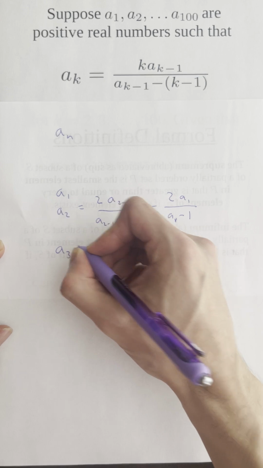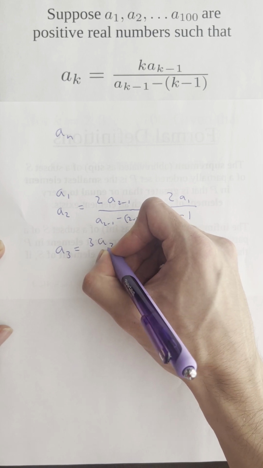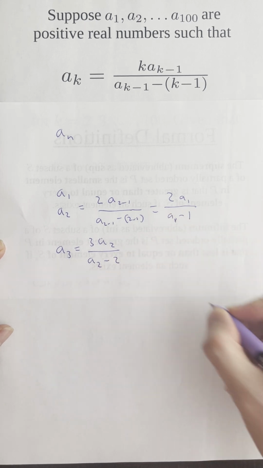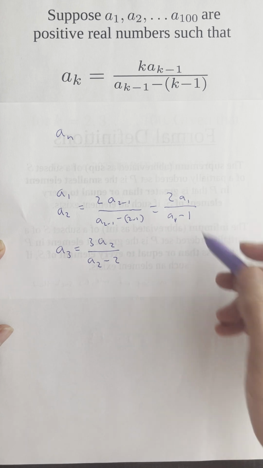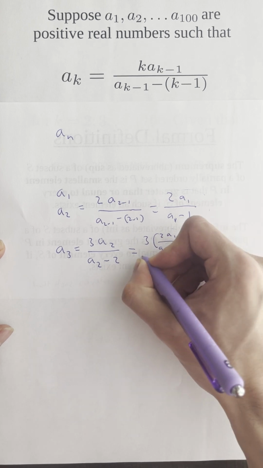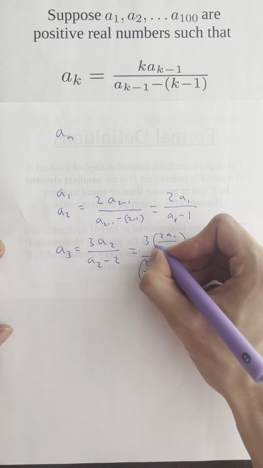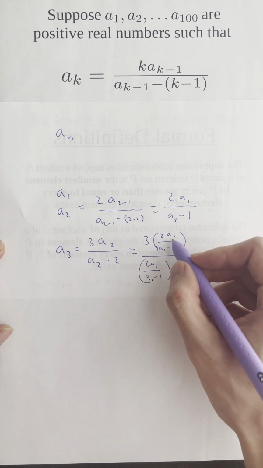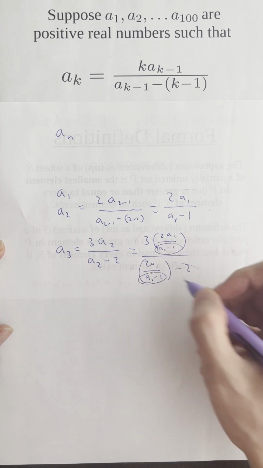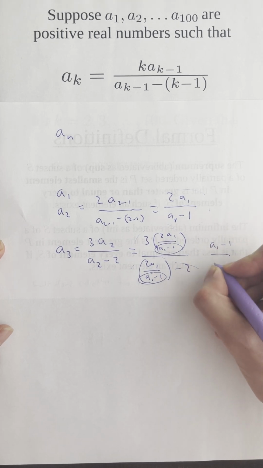Let's try A3. This time K is 3, so 3 times A2 over A2 minus how much? Minus 2. And what's A2 again? A2 is 2A1 over A1 plus 1. And we can try to simplify this. You'll notice that we've got fractions in the numerator and the denominator of this big fraction, but the denominators of these fractions are the same. So how do we get rid of them? We can multiply the top and bottom by A1 minus 1.